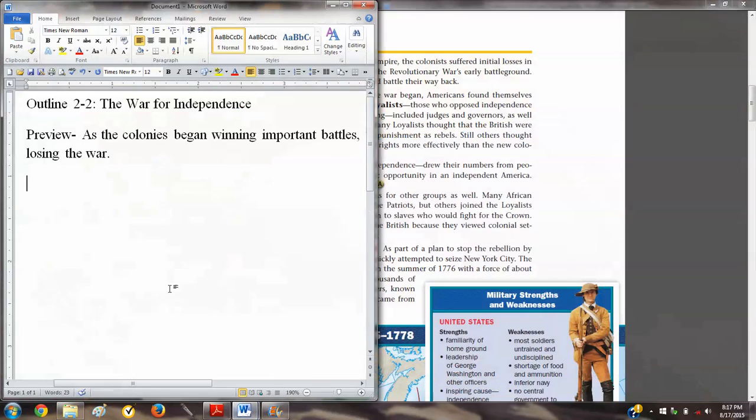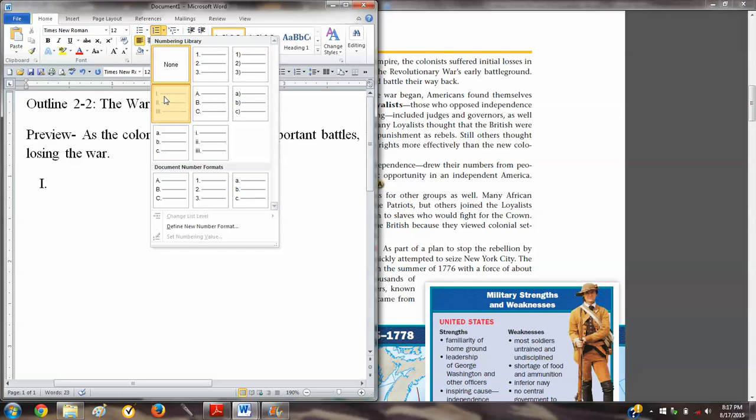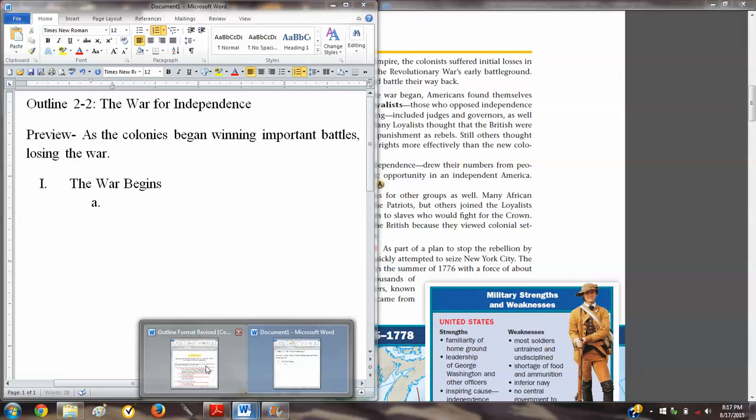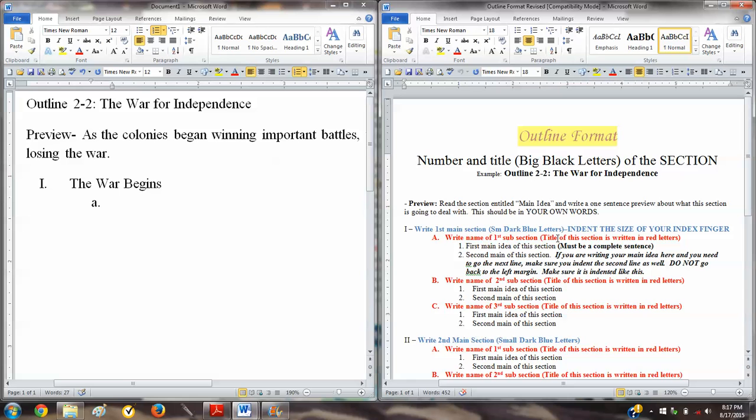And we're going to use the Roman numeral keys here. We're going to have Roman numerals. There's Roman numeral 1. The war begins. Okay. Next thing our outline tells you to do is to find A. All right, so there we go. A, write the name of the first subsection. These should be in red letters. So we already found the dark blue letters, which is the war begins. Now it's the first subsection.